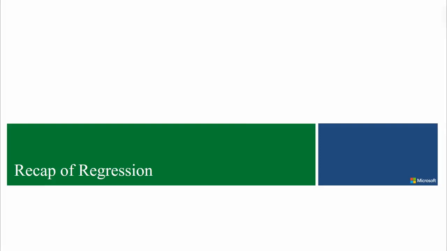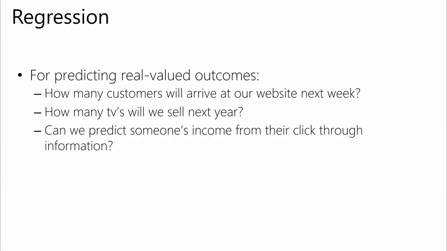Okay, let's start with a recap. Regression is for predicting real valued outcomes. Things like how many customers will arrive at our website next week, how many TVs are we going to sell next year, and can we predict someone's income from their click-through information.